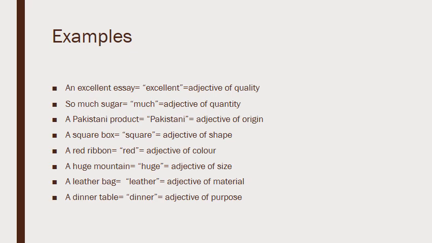A square box. In this phrase, square is adjective and it is describing the shape of a noun, that is box. So square would be called adjective of shape. A red ribbon. In this phrase, red is adjective and it is telling us about the color of the noun ribbon. So red would be considered as adjective of color.